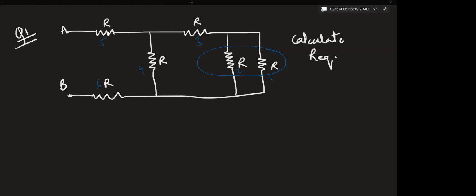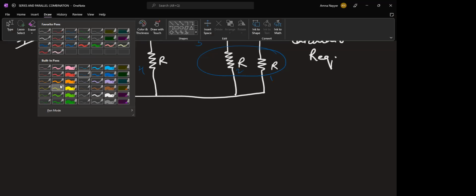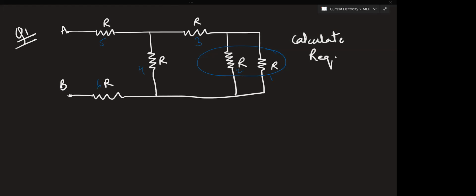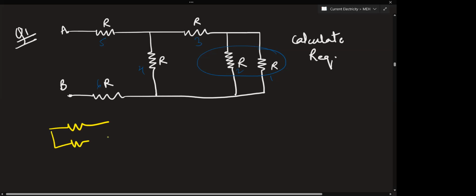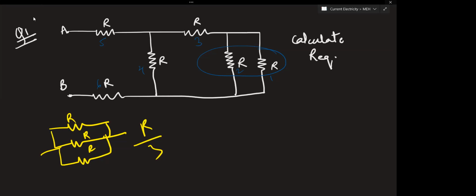Right. One more thing I'll tell you. If two identical resistors are connected in parallel, it's R by 2. You don't even need to calculate the whole answer. Whenever the resistors are identical, divide by the number of resistors present. Like if three, all identical, are in parallel, you directly write it as R by 3.